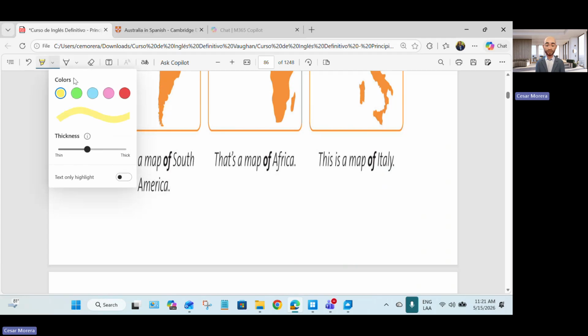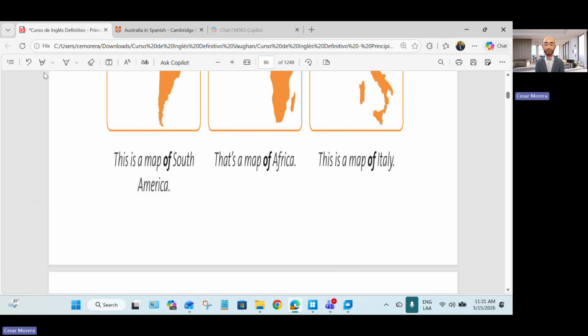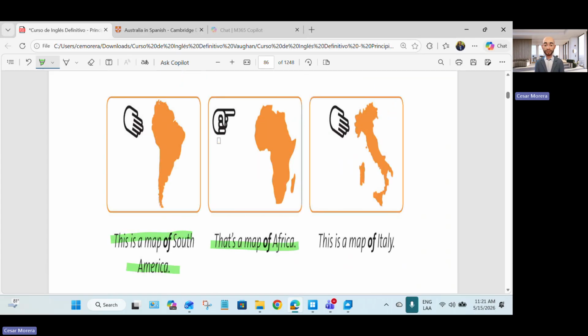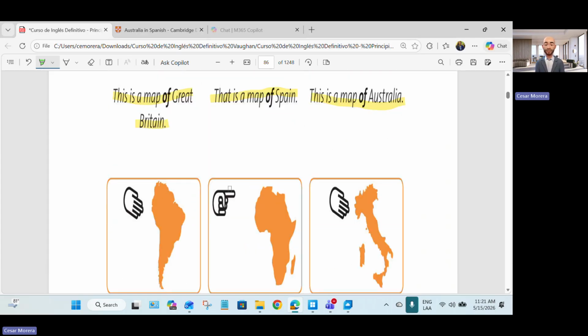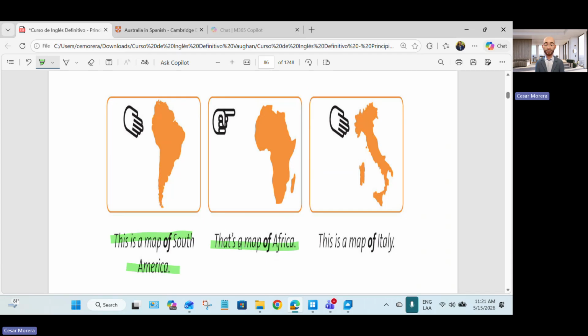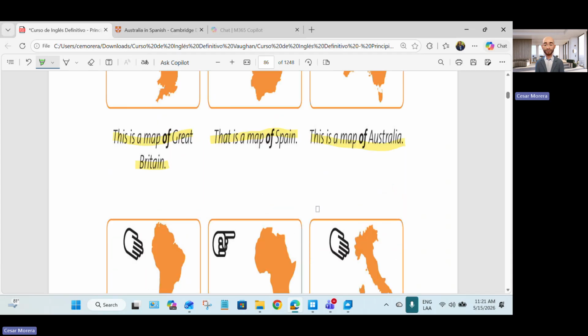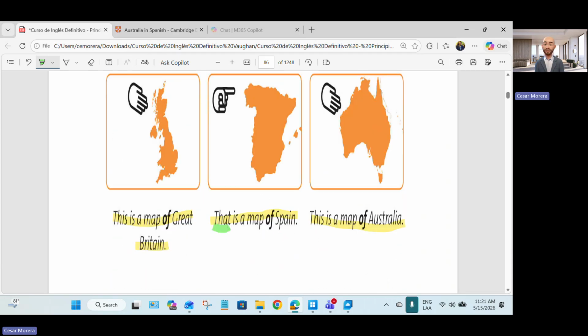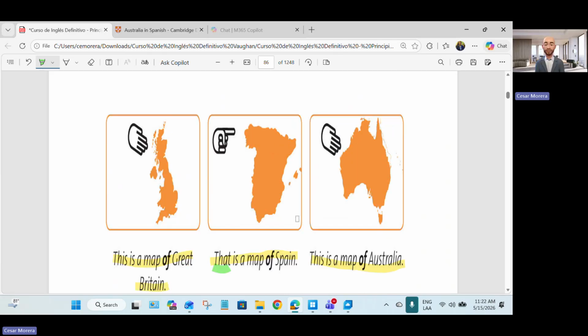Okay, let me change colors for a second here. Let's continue moving forward. This is a map of South America. This is a map of Africa. And in this case, this is not actually "this". This is actually "that". That's a map of Africa. So maybe I was not pronouncing this one correctly. That is a map of Spain.